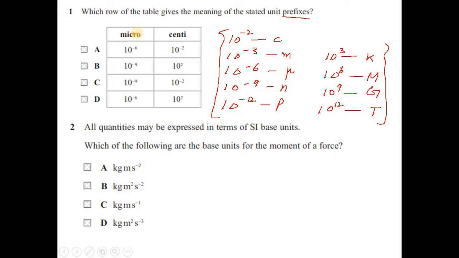They say that the first column is micro and the second column is centi. So micro is 10 to the power minus 6 and centi is 10 to the power minus 2. So your option is A.